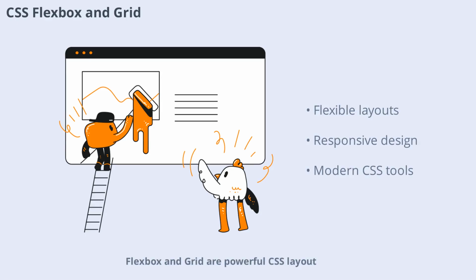Flexbox and Grid are powerful CSS layout systems that make it easier to create complex, responsive designs. Flexbox is great for arranging items in a row or column, while Grid allows for two-dimensional layouts. Learning these tools will help you build modern, flexible websites that look great on any device. Let's see how Flexbox and Grid work in practice.